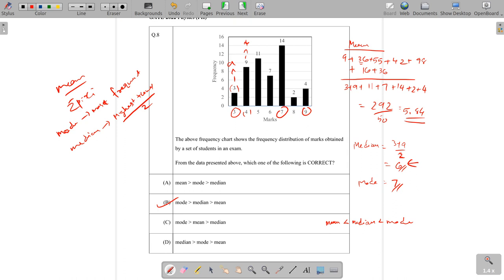So this calculation you have to do, and the more you keep practicing this kind of question, you can attain some pace. So if you calculate this, you will get 5.84. Which one is the highest? Mode is the highest one. Lowest one is your mean. And median is in between. Yes, option B. This is the right answer. Because you have 7 greater than 6 greater than 5.84. Yes. Okay.